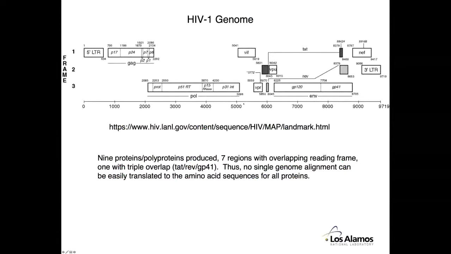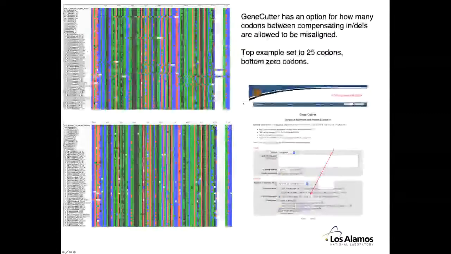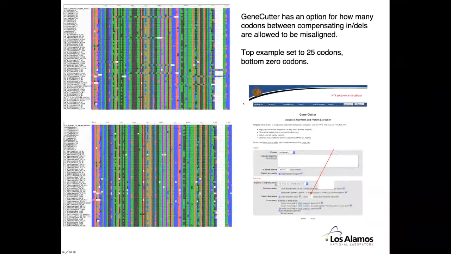Gene Cutter has an option for how many codons between compensating insertions and deletions are allowed to be misaligned, because occasionally you'll have a real genome where there's a single insert in one site, and then a little bit further you'll have a single deletion that compensates for it. That could be a viable virus that just has now a unique coding region there.